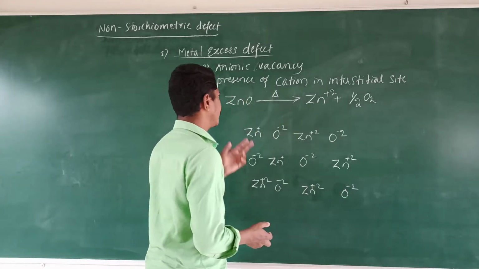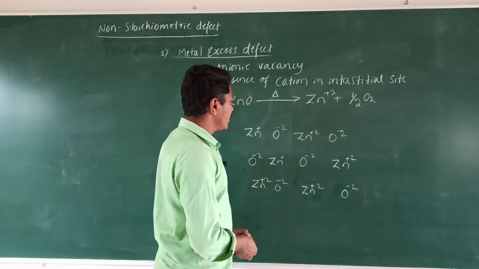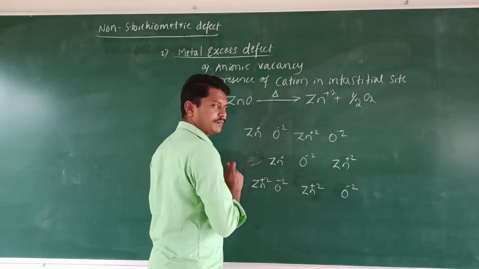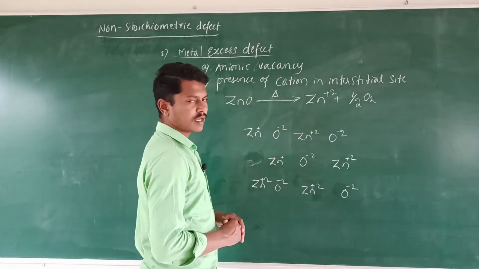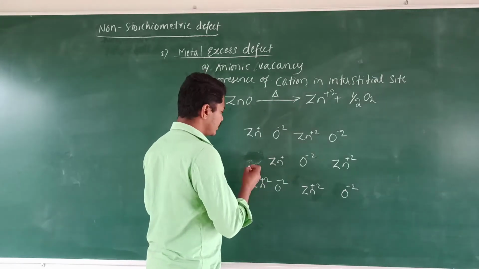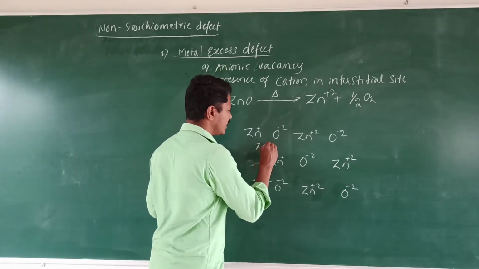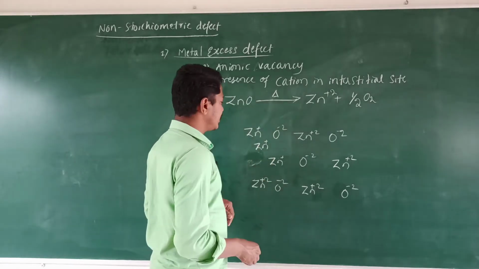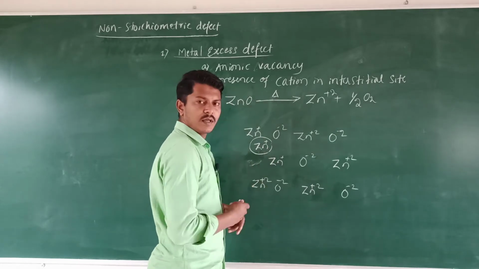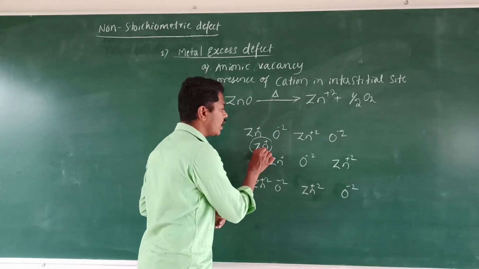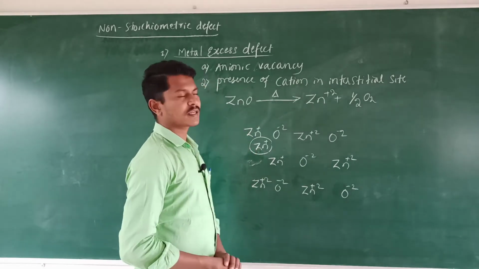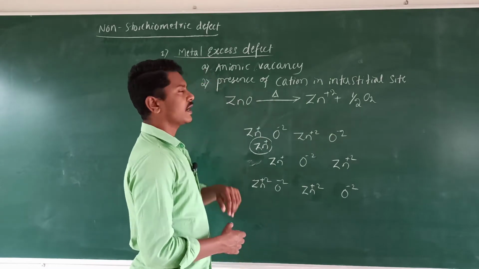Like this arrangement is there in the anionic vacancy. Upon heating, some of the oxygens, meaning anions, are eliminated. But excess zinc ions are present or occupy the interstitial site. Excess cations are occupying the interstitial site. This makes the defects. Such type of defects are also called metal excess defects.